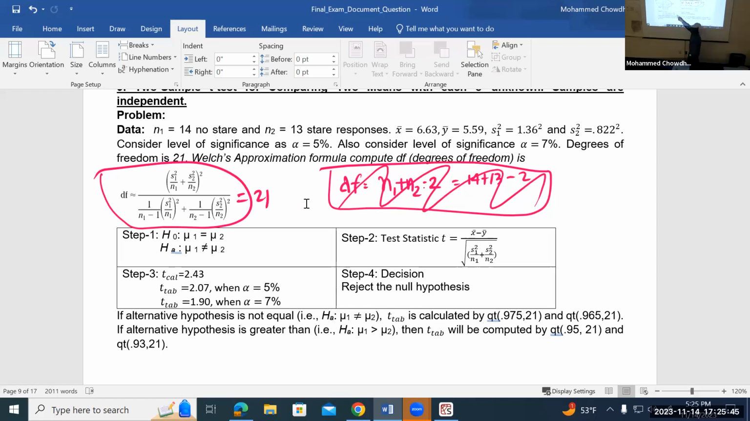And this is the null hypothesis and alternative hypothesis. This is the way you have to compute your test statistic value. X bar equal to 6.63, Y bar equal to 5.59, S1 square over N1, S2 square over N2. If all of this has been plugged in there, your calculated value is 2.43, and that is the tabulated value when alpha equal to 5% and when alpha equal to 7%. I'm going to show you this computation, okay? One is called 5%, another one is called 7%, okay?